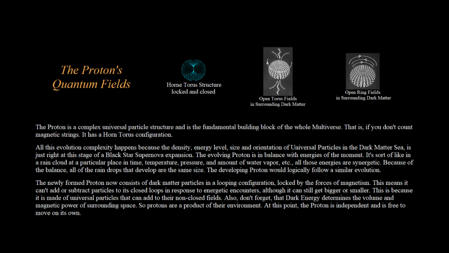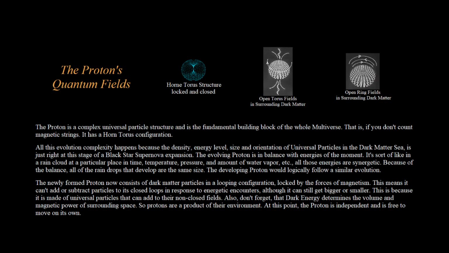The newly formed proton now consists of dark matter particles in a looping configuration, locked by the forces of magnetism. This means it can't add or subtract particles to its closed loops in response to energetic encounters, although it can still get bigger or smaller. This is because it is made of universal particles that can add to their non-closed fields. Also, don't forget that dark energy determines the volume and magnetic power of surrounding space. So protons are a product of their environment.